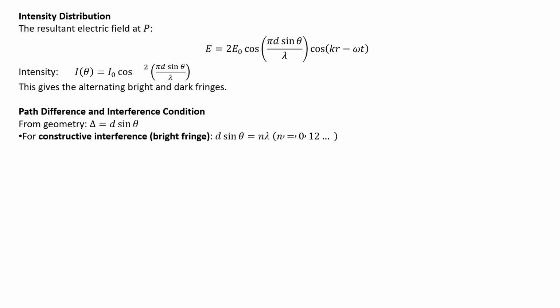Okay, d sin theta must be equal to n lambda, where lambda is the wavelength of the light. For destructive interference, d sin theta must be equal to (2n+1) lambda upon 2. Here, cos theta's maximum value will be obtained at 0, pi, 2 pi, and in a similar manner, adjusting these equations to get the desired maximum of I theta or I naught.